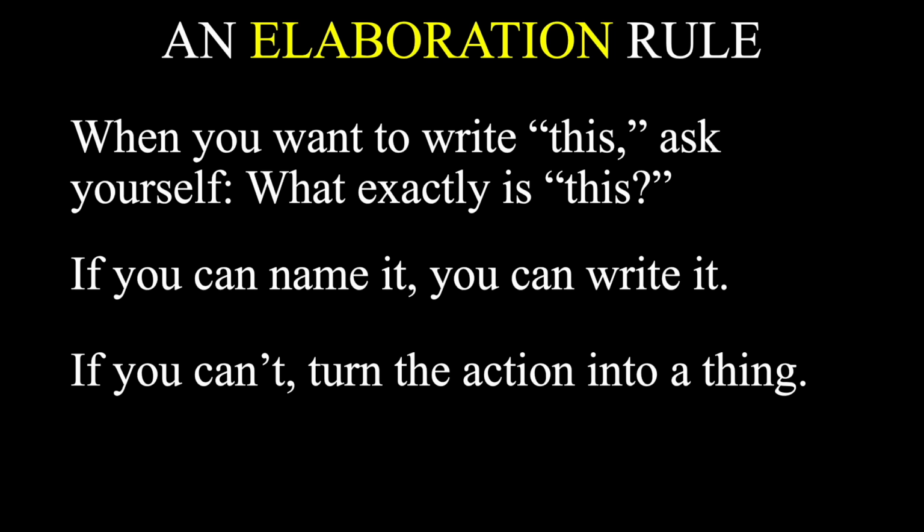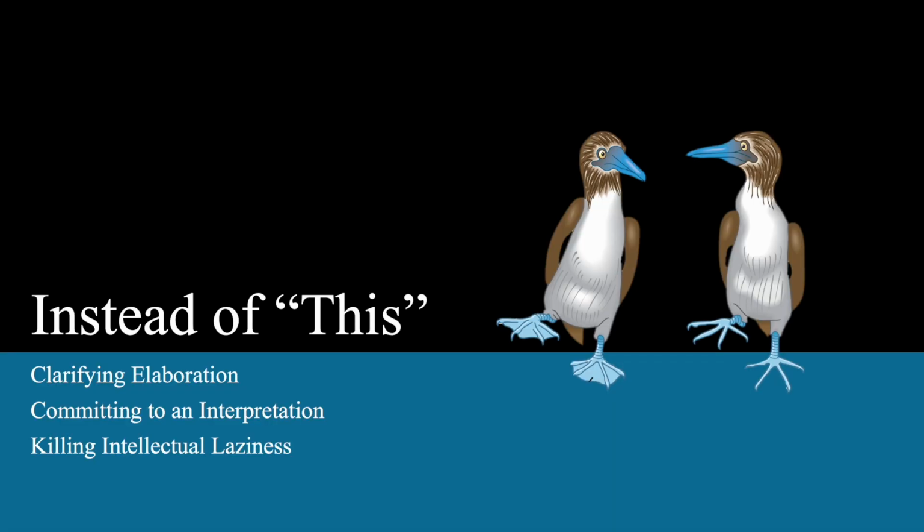And if you're unable to do all of that, then it probably shows that you don't really understand what you're writing about enough to begin with. So hopefully you've done enough research on the topic to understand it before you start writing about it. And as you write, hopefully this strategy makes it easier to be clear. So instead of the word this, I want you to clarify in your elaboration. I want you to commit to one interpretation of what you're saying, and I want you to kill any laziness that you have going on in your mind where you don't want to think through things all the way or think clearly about things.